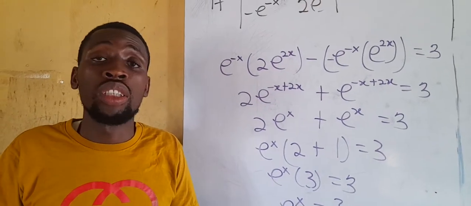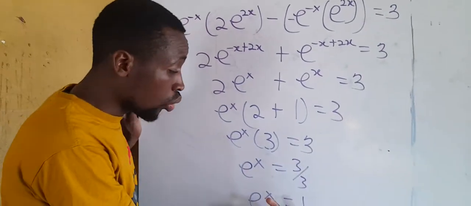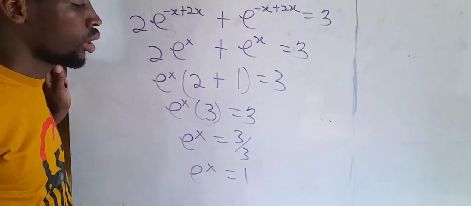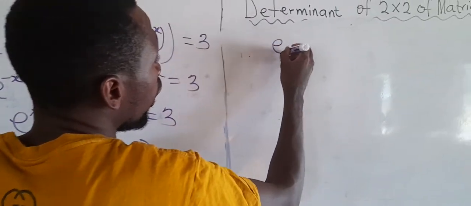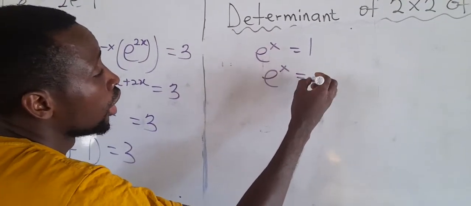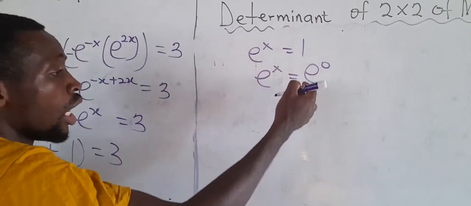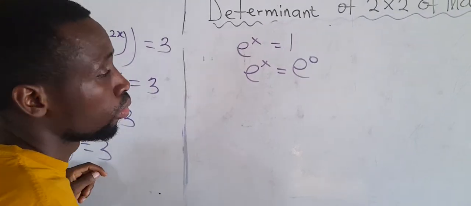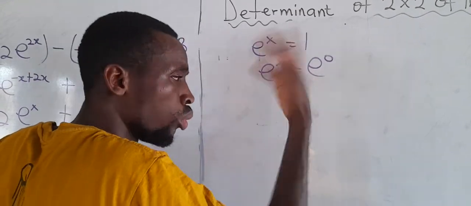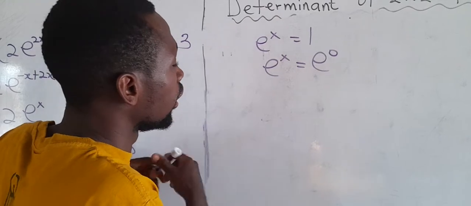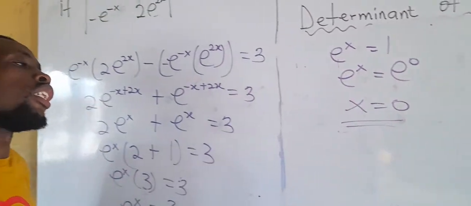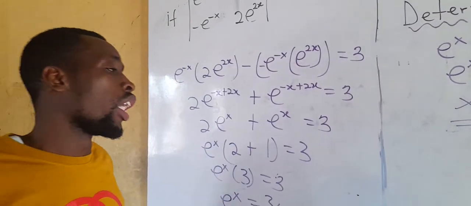Any number to the exponent 0 is 1. So we can write this one as e exponent 0. If we have e exponent x is equal to 1, we can say e exponent x is equal to e exponent 0, and this e exponent 0 will be 1. Remember, in indices, when the bases are the same, we equate the exponents. So the bases are the same, so our x is 0. That's the value of x. Very easy. I hope you get the concept.